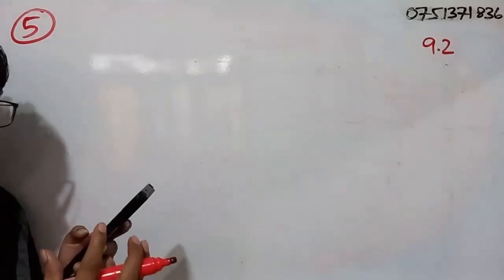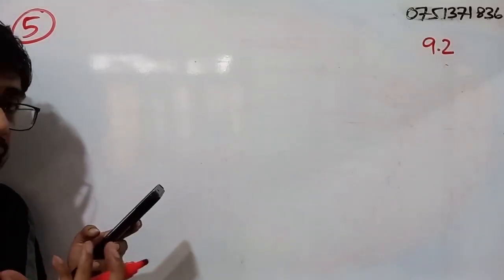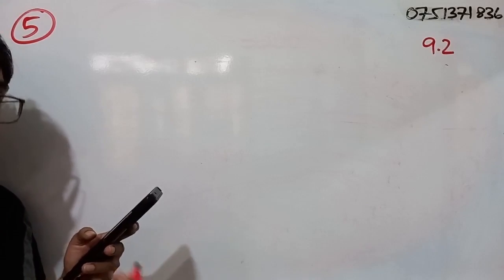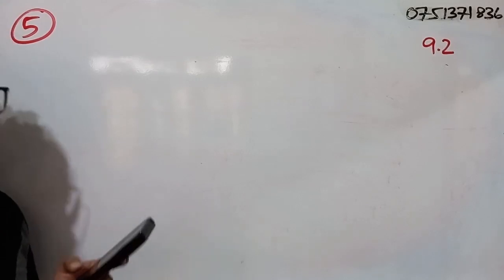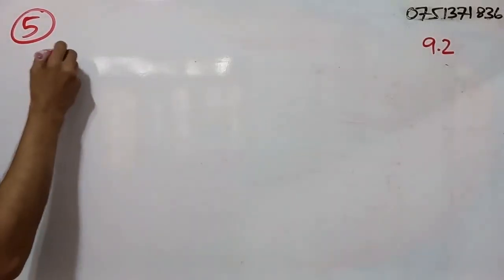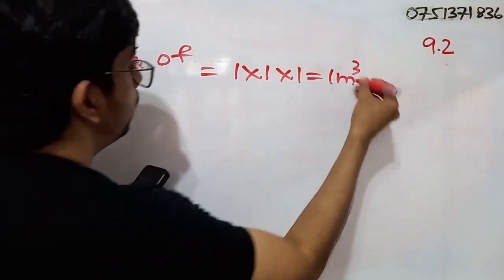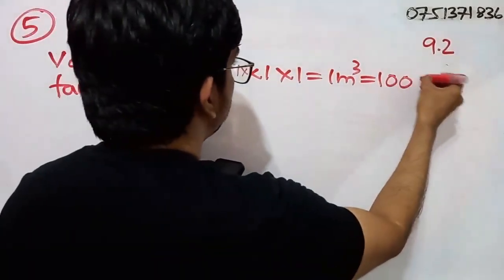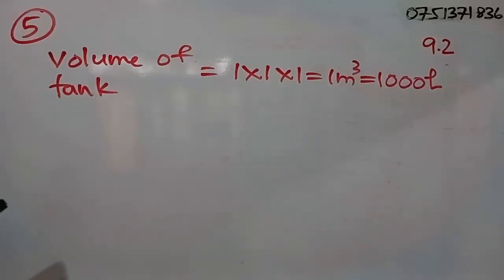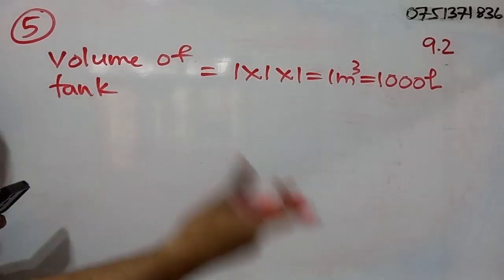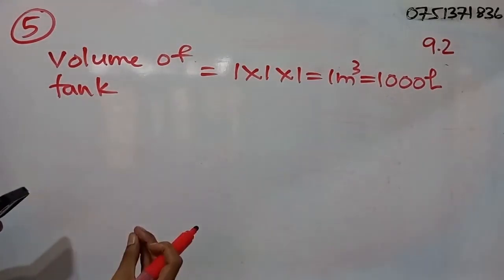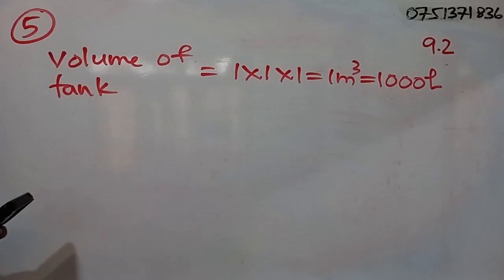Okay, so what do we have? We have a tank with the shape of a cube with side length 1 meter. So what is the volume of the tank? 1 into 1 into 1, no? So 1 cubic meter, that means 1000 liters, right? So now a tap has been opened, so water is currently flowing out from the tank at a constant rate of 50 liters per minute, right?